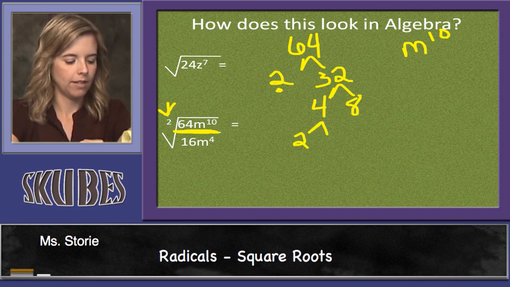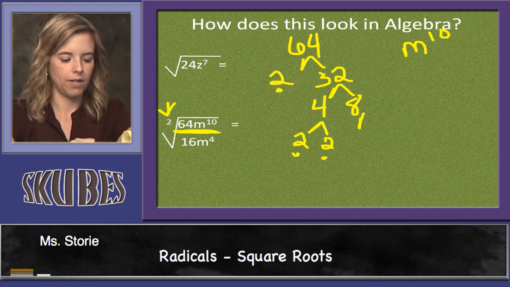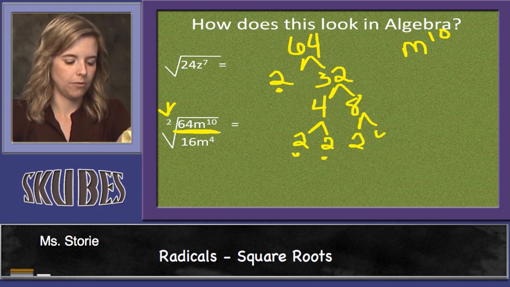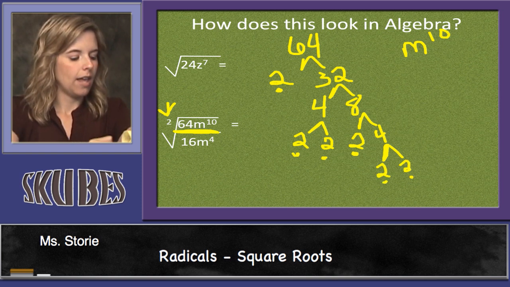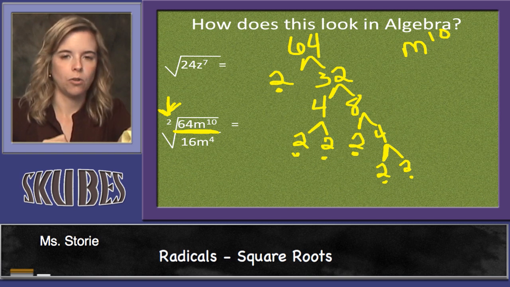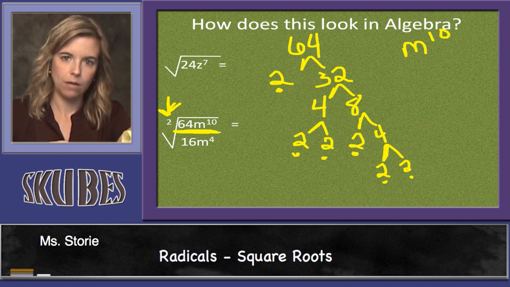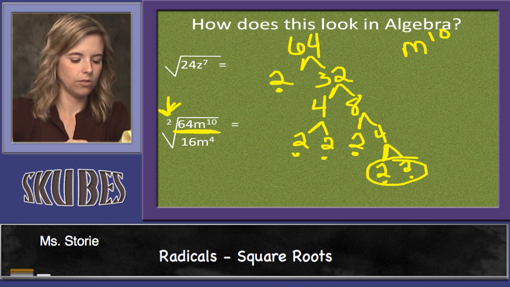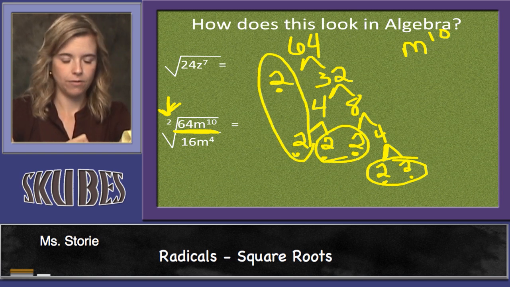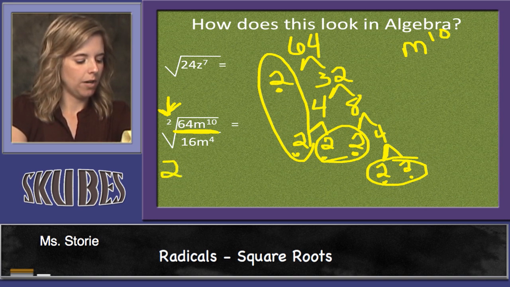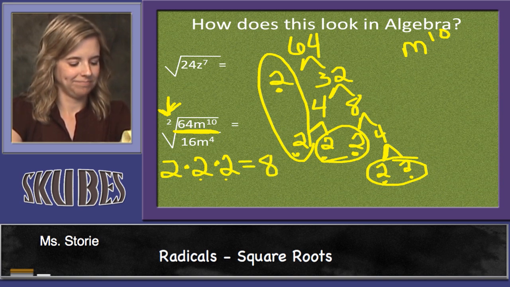4 is not prime. Now 2's are prime. Let's break down 8. We've got 2 times 4. There's another prime, but 4 is not prime, so we're going 2 and 2. All right, we've got a lot of 2's here. It's asking us for an index of 2, which means we're going to circle and take out of the radicand pairs. So I have a pair of 2's, another pair of 2's, and then another pair of 2's. I have 3 pairs of 2's. So that means I have 1 pair times another pair times another pair. So 2 times 2 is 4, and 4 times 2 is 8.